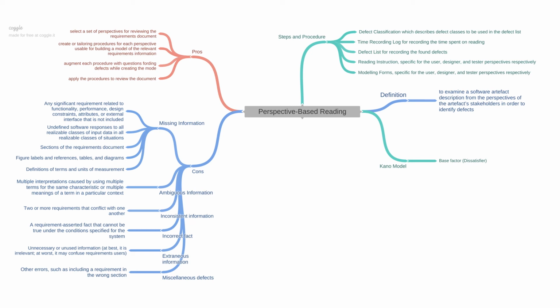The fifth point for cons is extraneous information: unnecessary or unused information, at best it is irrelevant, at worst it may confuse requirements users. And the last point for cons is miscellaneous defects, which are other errors such as including a requirement in the wrong section. And the Kano model for perspective-based reading is a base factor, which is a dissatisfier.